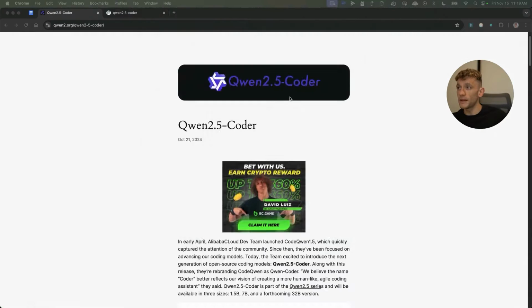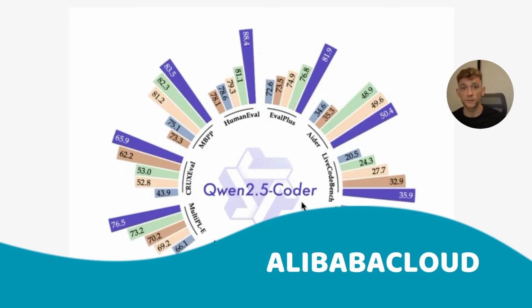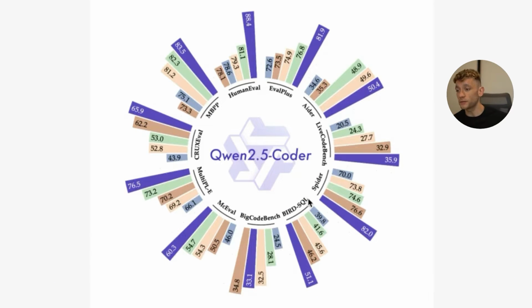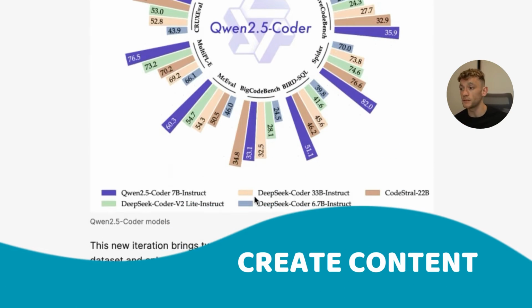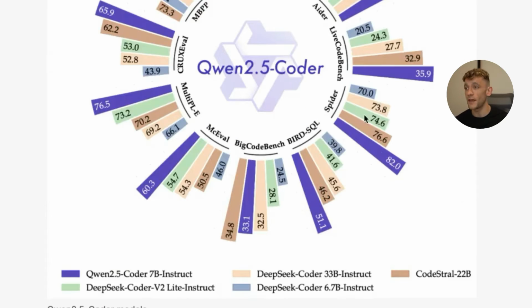Today, we're going to be looking at Qwen 2.5 Coder, which is one of the latest models released by Alibaba Cloud, as you can see right here. And it's an extremely powerful but free way to create content, to automate a lot of processes, especially when it comes to SEO. There's so much cool stuff you can do with this.